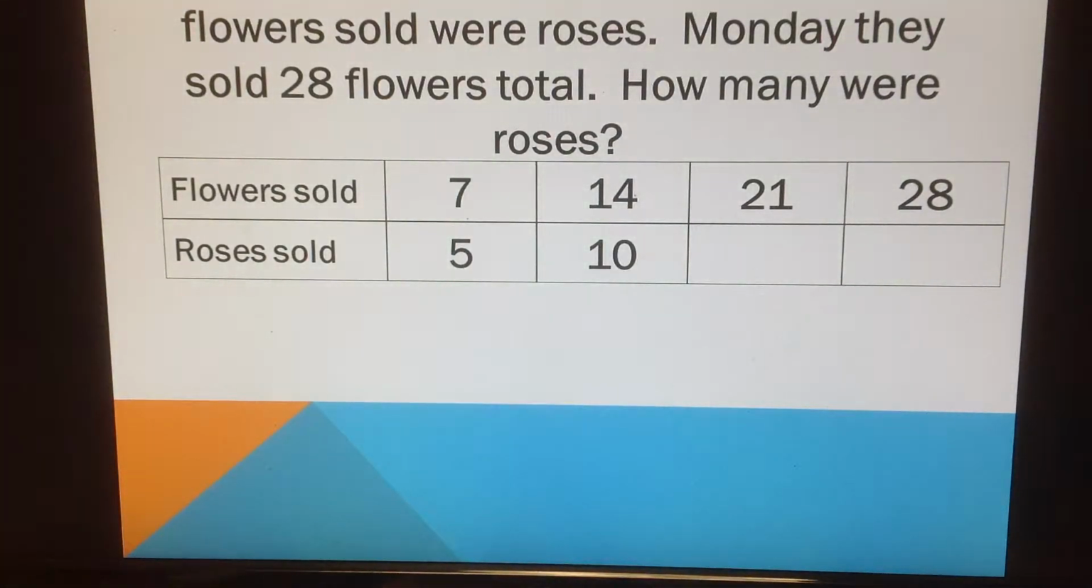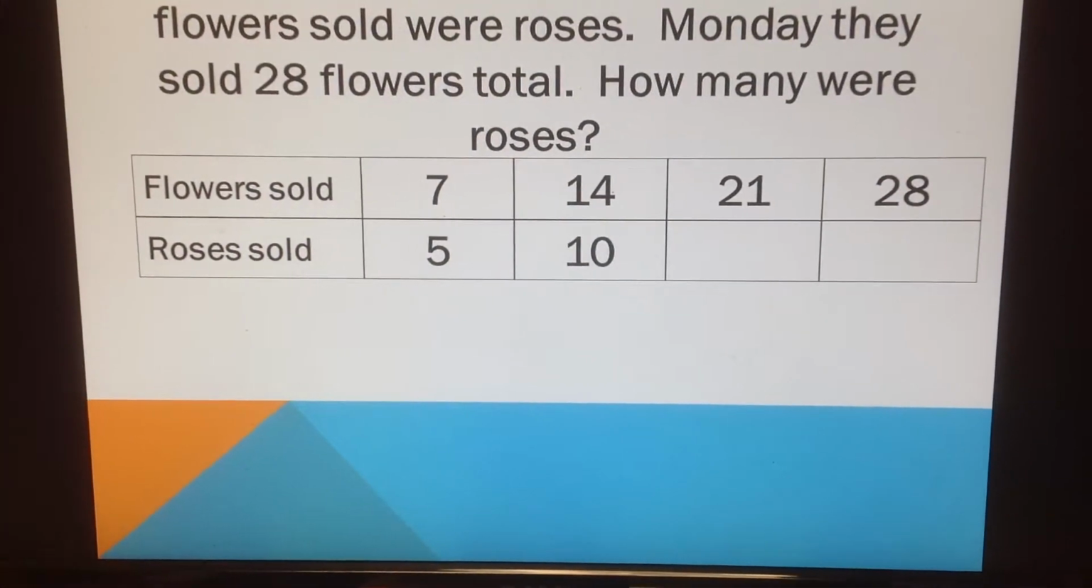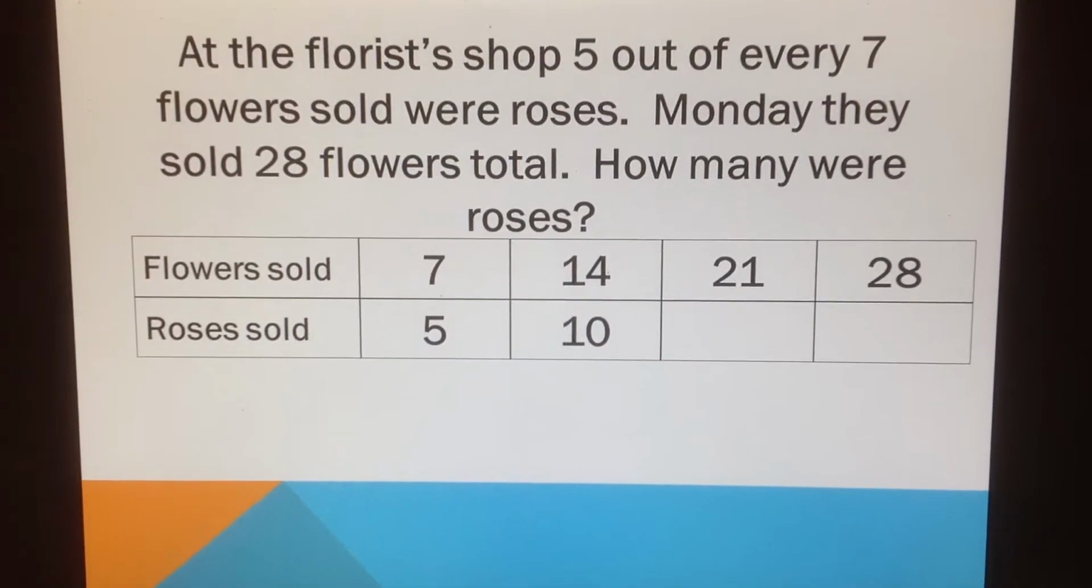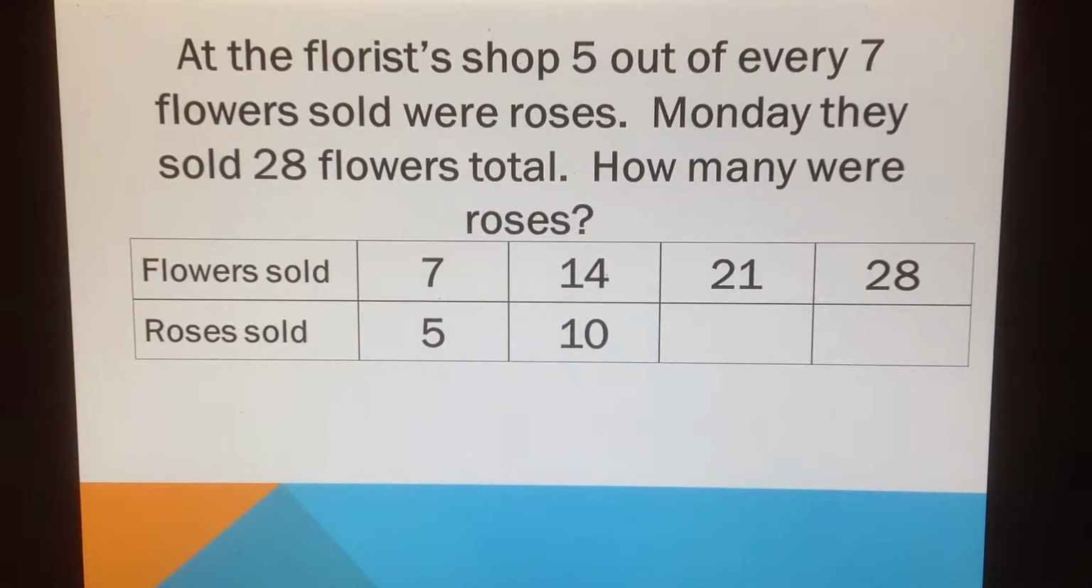The other way to do this problem is to make a table. Instead of just figuring it out with multiplication, sometimes it's easier if we can see a table. So here's the same question again, but you can see I've filled out part of a table here. The top row says flowers sold, and it's counting by 7s because we put them in groups of 7. You can see there are 4 groups of 7 to get to a total of 28.